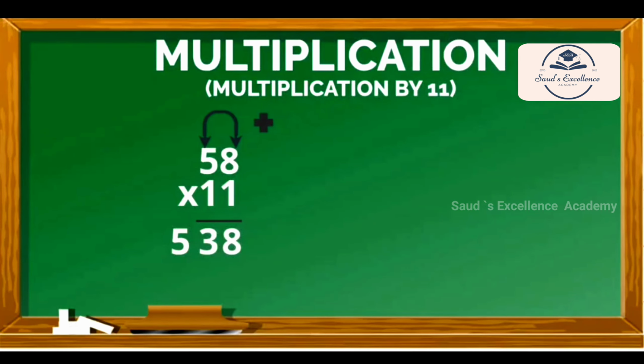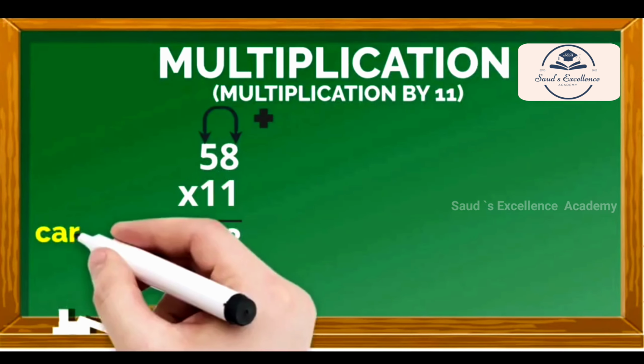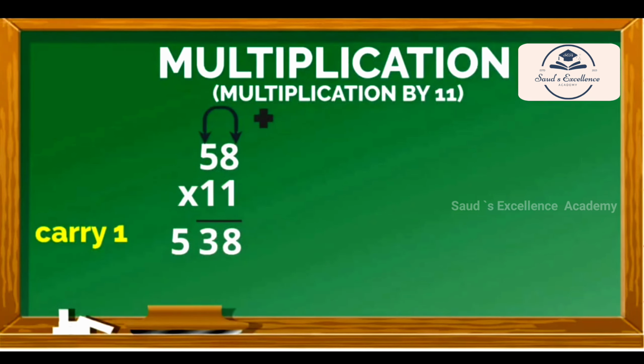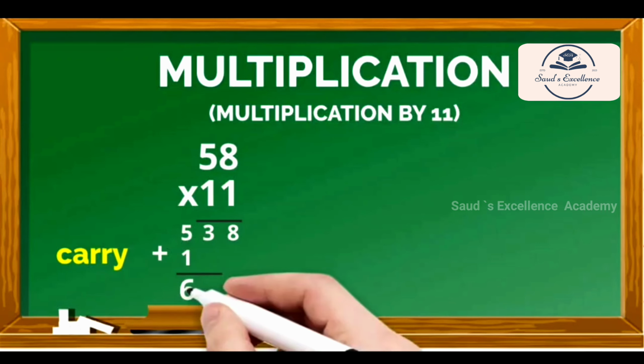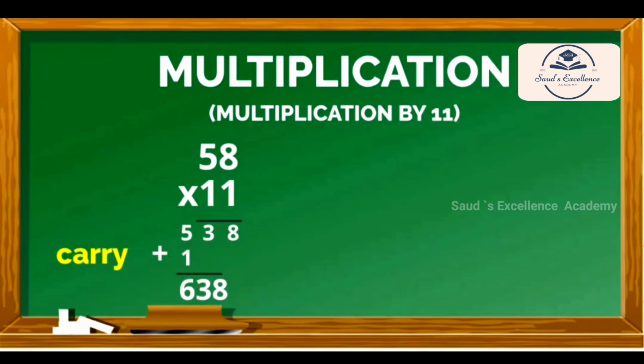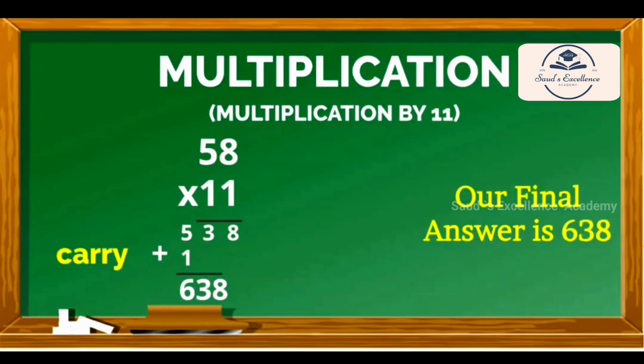For 13 we write 3, and get carry 1. Now, we add carry 1. We get 638. Our final answer is 638.